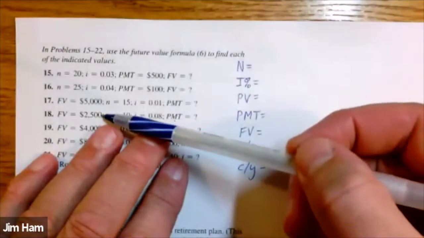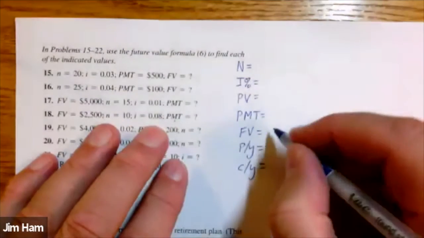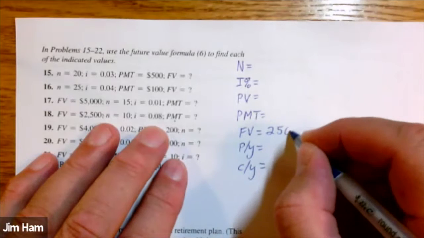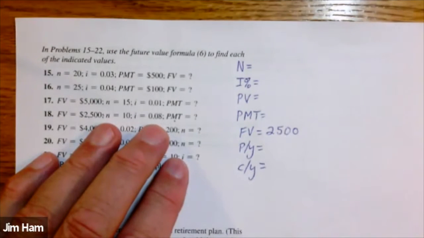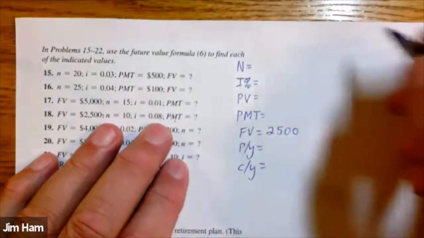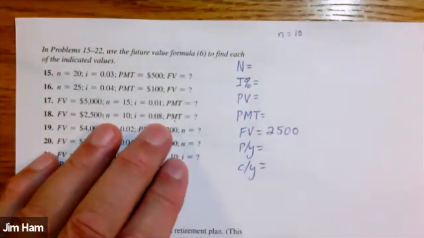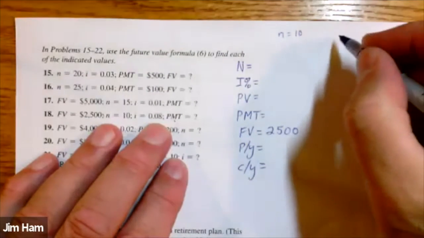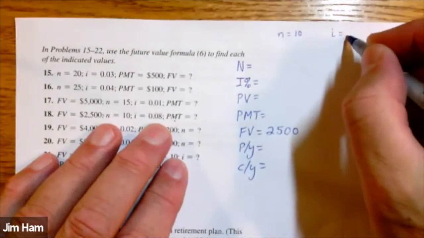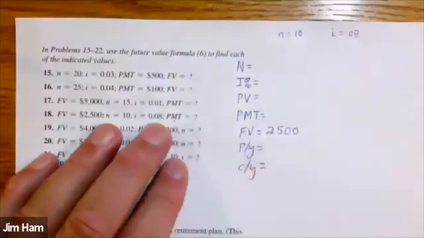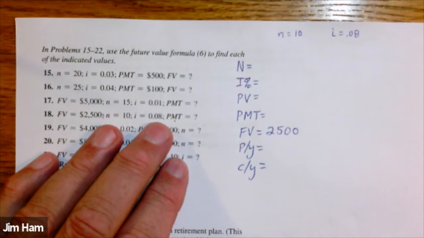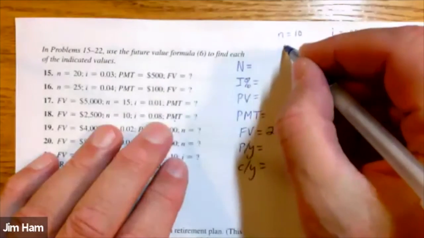For example, they tell us that the future value is 2,500. So I'm going to put 2,500 in here. Future value will always be positive. All right, the N is 10, and the I is 0.08. Well, the problem here is that we don't know M.